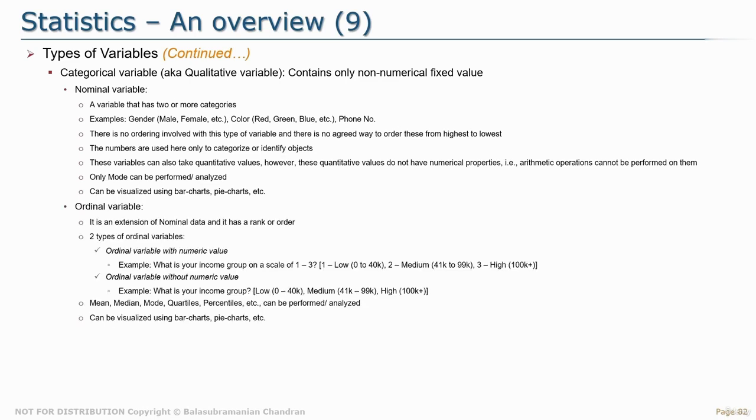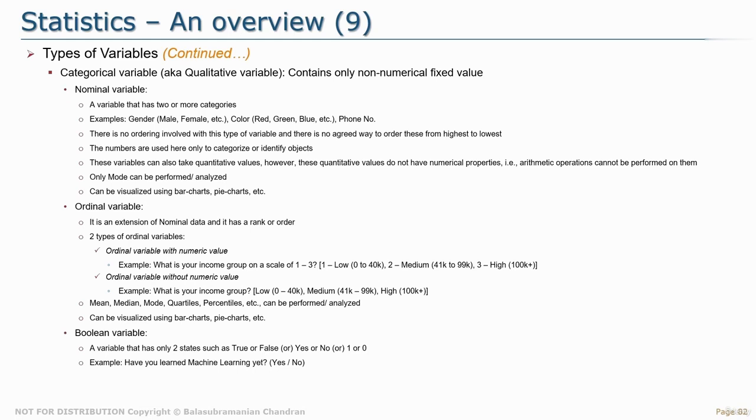Ordinal variable. It's an extension of nominal data and it has a rank or order. There are two types of ordinal variables. Ordinal variable with a numeric value. Example, what is your income group on a scale of 1 to 3, where 1 refers to low, 2 refers to medium, and 3 refers to high. Then ordinal variable without a numerical value. An example, what is your income group? Low, medium, high. Mean, median, mode, quartiles, percentiles, etc. can be performed or analyzed. They can be visualized using bar charts, pie charts, etc.